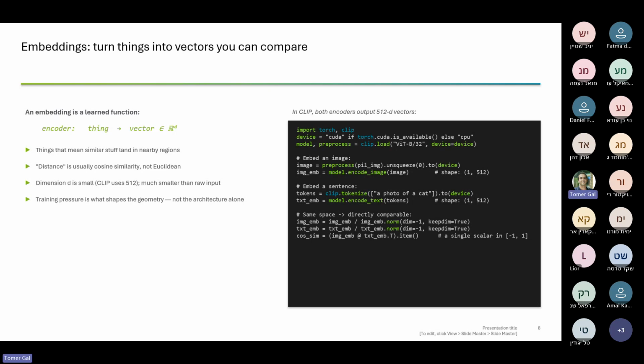Now, the vectors are meaningful only because of the training objectives that shape them. So if you train it with something called the triplet loss, then similar things end up closer.